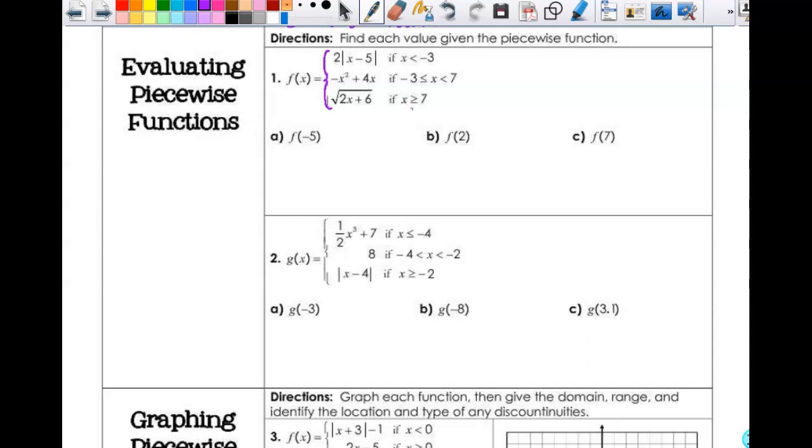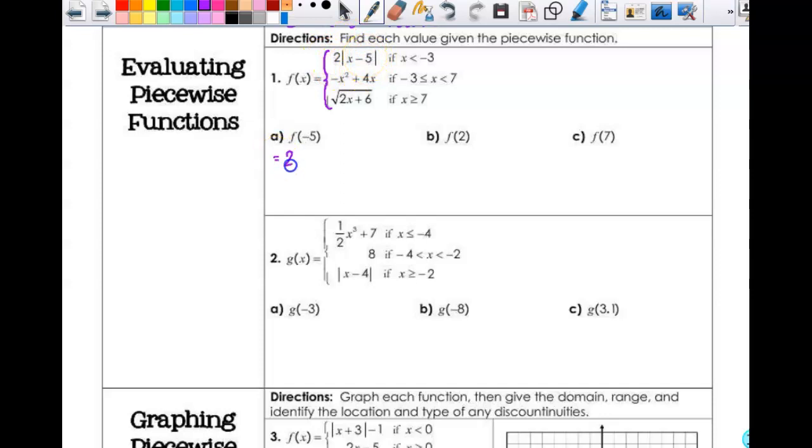So let's look at f of -5. So I find -5 over here. I don't substitute it into all of them because I only use this if x is less than -3. Is -5 less than -3? Yes, it actually is. So I put it in this one. Do I put it in this one? No, because -5 is not between these two numbers and -5 is not greater than 7. So I only substitute it into the piece that makes sense.